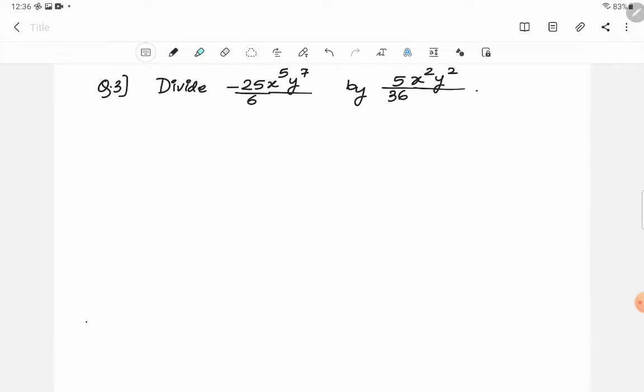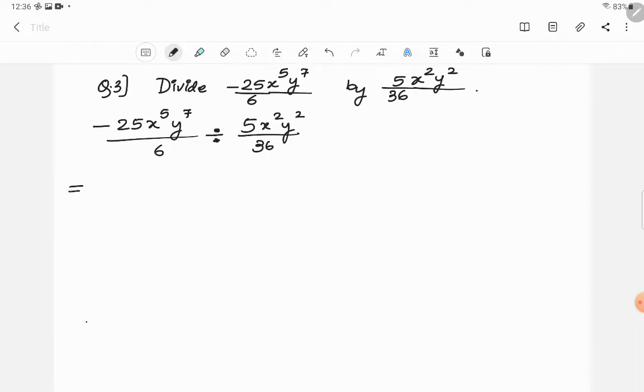So let's divide. Let's write the first step by separating with the division sign. Minus 25 x to the power 5 y to the power 7 divided by 6. Okay, write the division sign in between because you're supposed to do a divide. Then write the denominator: 5x square y square divided by 36. Okay, write is equal to.